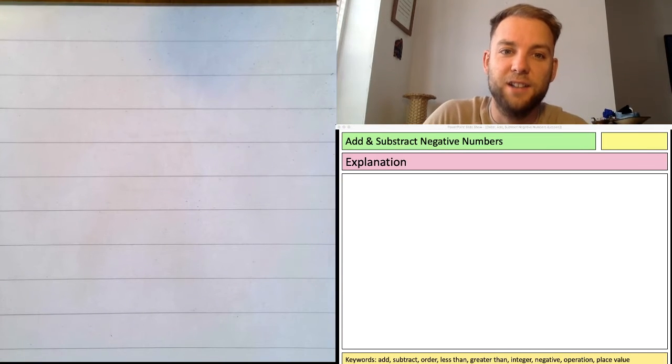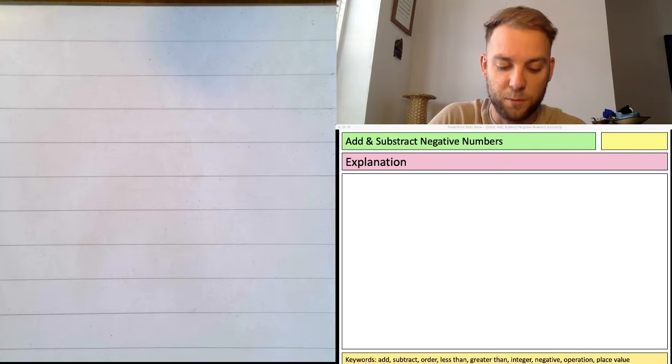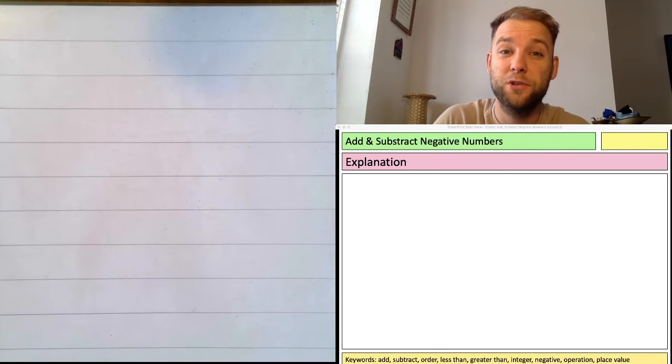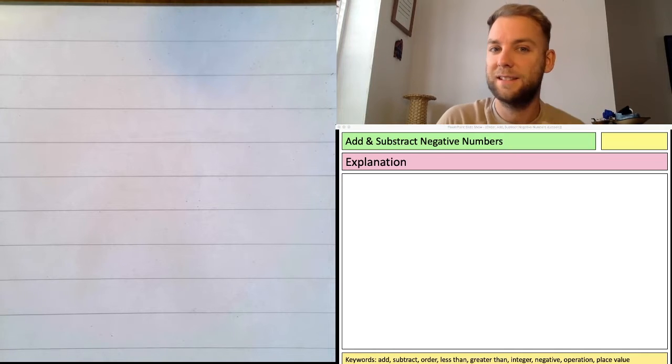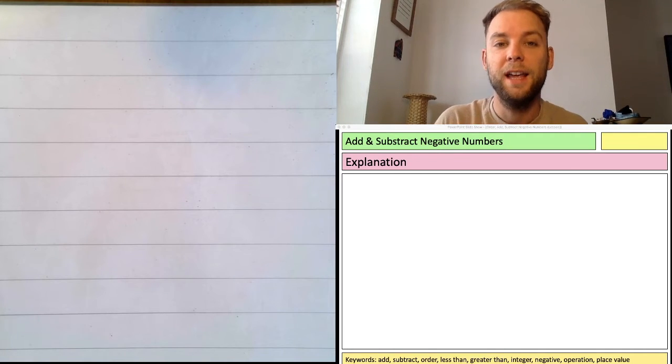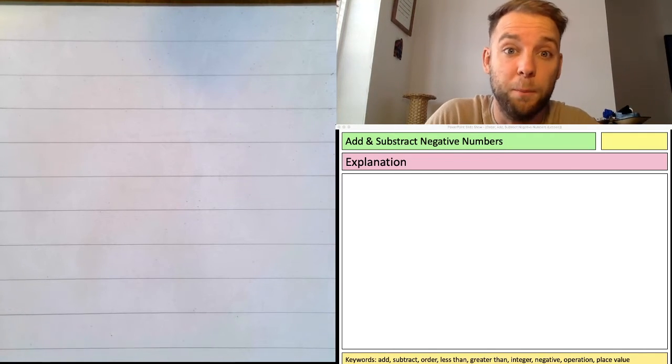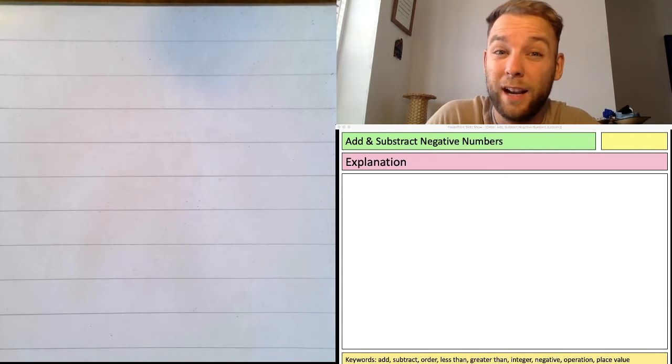Welcome to today's lesson on adding and subtracting negative numbers. There are two things I always start with for negative numbers. The first thing: you might think this is simple, you might think this is easy, but when you're learning, it's really important that we draw a number line and we use a number line. This will really help us.